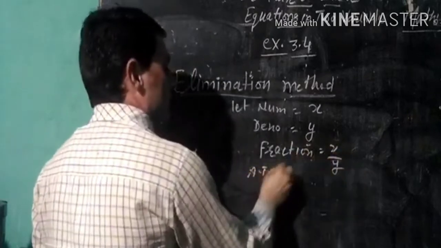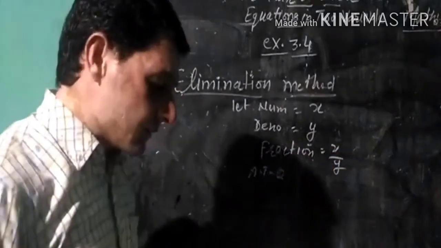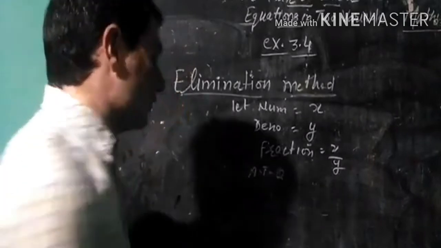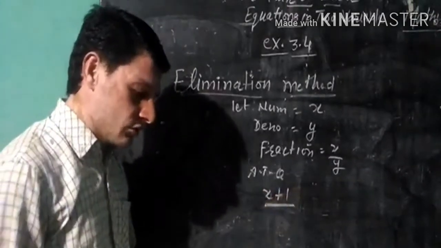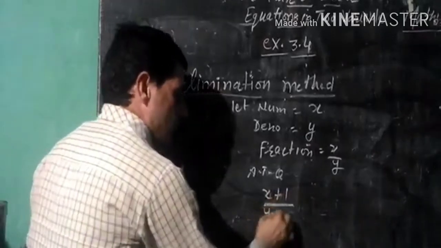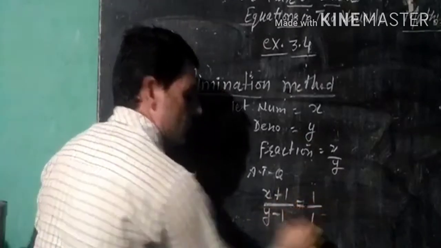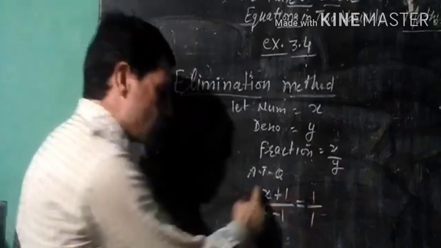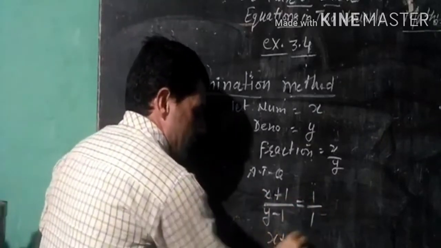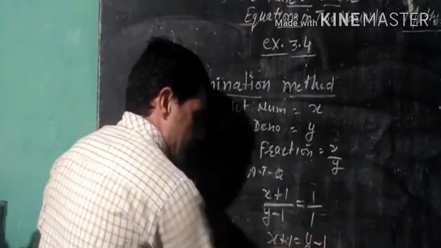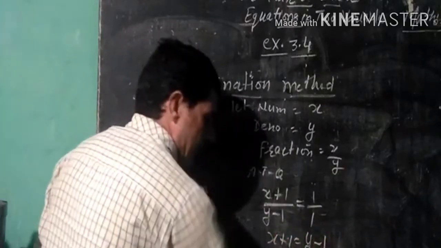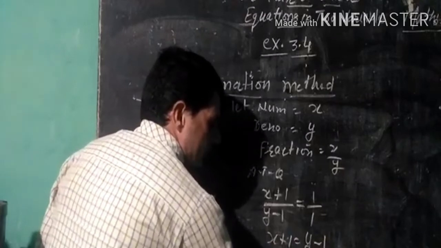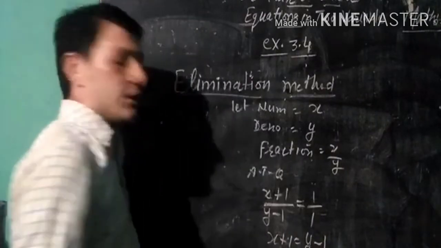According to the condition, what is the condition? If I add 1 to the numerator, so 1 is added to the numerator. Then what is the effect on the denominator? Subtract 1 from the denominator, then it reduces to 1. That means the result is 1. So I need to cross multiply it. x plus 1 is equal to y minus 1. I will put x and y on one side and this on the other side. So x minus y is equal to minus 2. That will become the first equation.